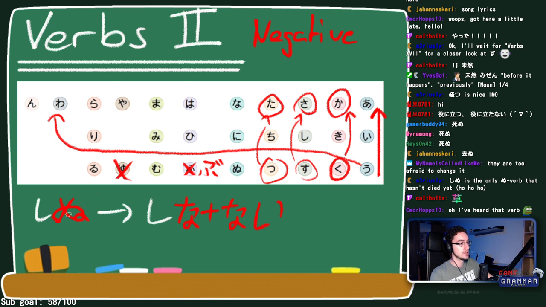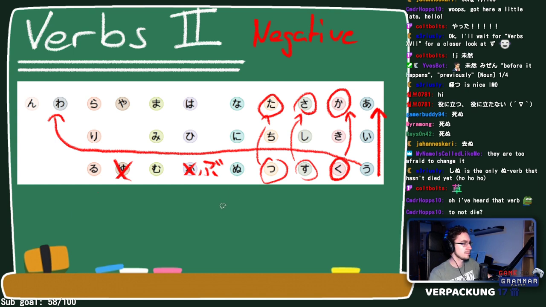She nu, she na, nai. Super simple. It's the same pattern. So this is what I'm going for with my verb lectures. I call them lectures. Lessons. Let's call them lessons. Calling them lectures gives me too much credit.